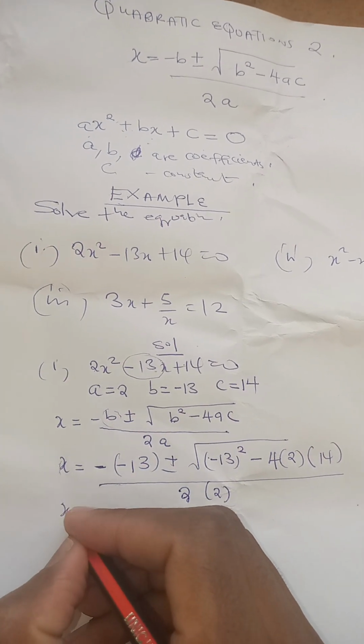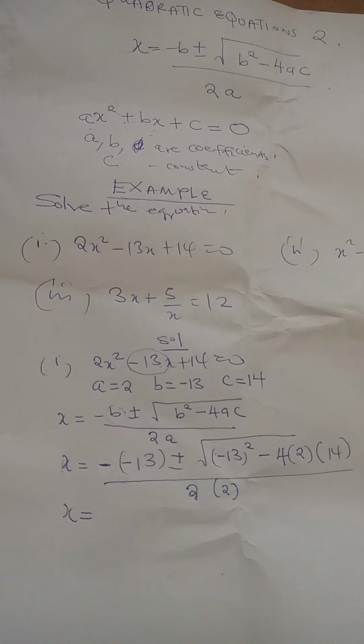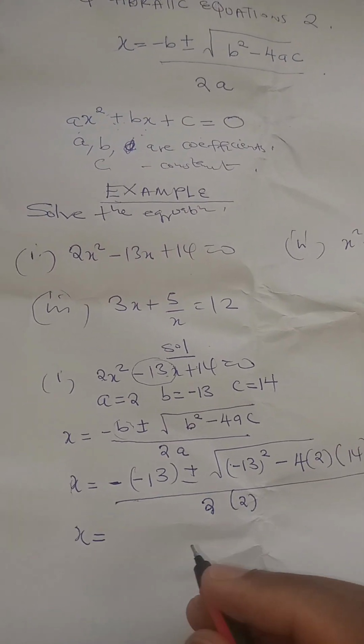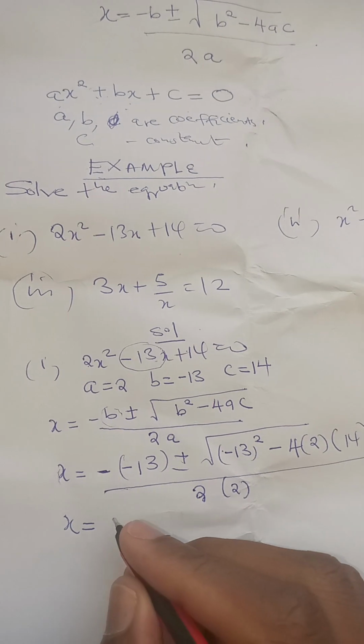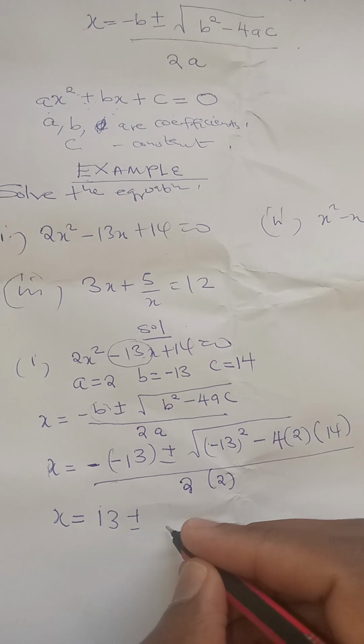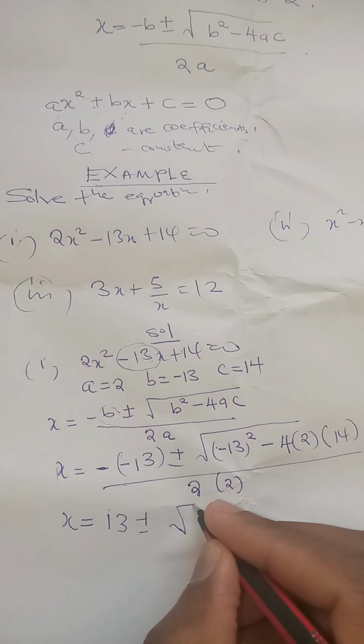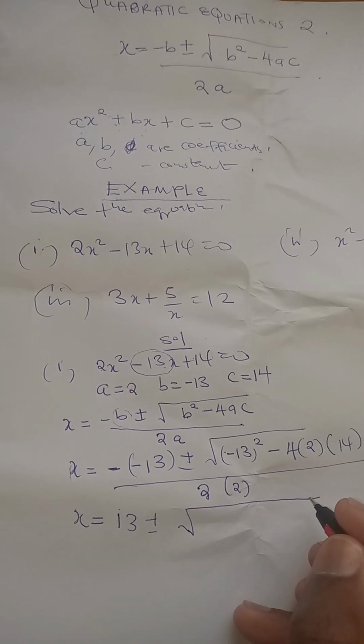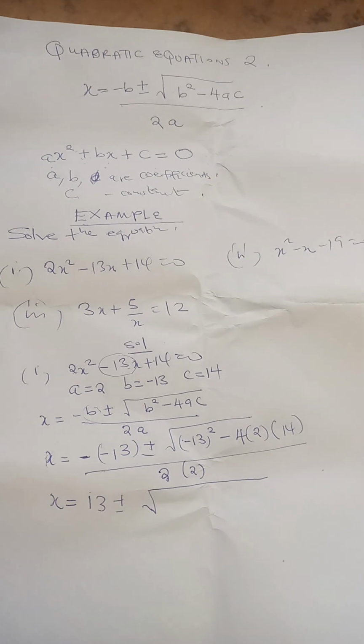So we now simplify, so negative times negative is positive, so we have positive 13 plus or minus the square root, what is 13 squared, so you get your calculator there.